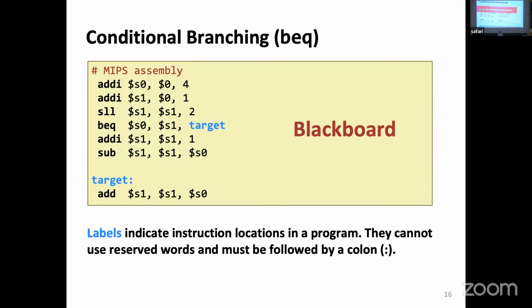Now, when you're looking through the slides, you will ask yourselves, what is going on here? So this is shift logical left: take the value in S1, shift it, the shift amount, by 2 to the left, and write it back to S1. It's a very fancy way of also writing 4 into S1.